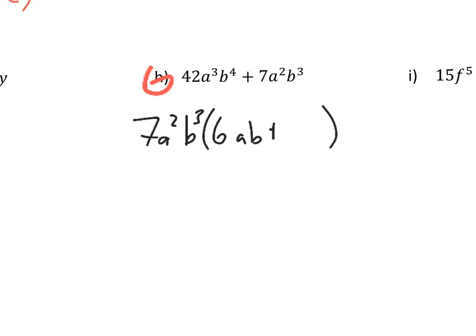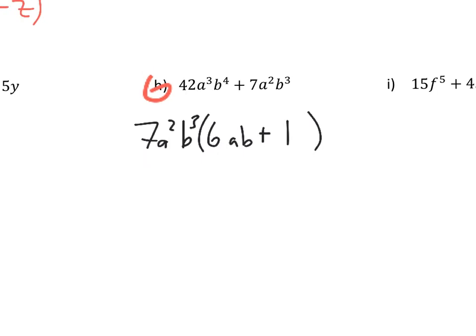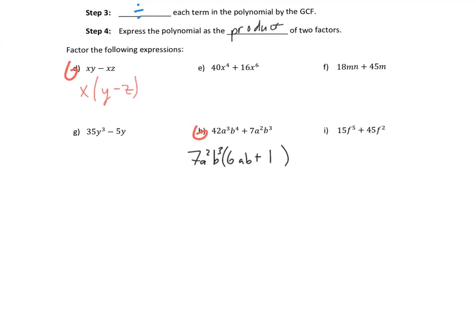I could show the 1 as a coefficient. Again, I don't have to. a squared divided by a squared is 1. b cubed divided by b cubed is 1. I do need a number here, so all of those 1s are just multiplying by 1. I'll leave it as a 1, and I'm done. Please try those last 4 on your own.